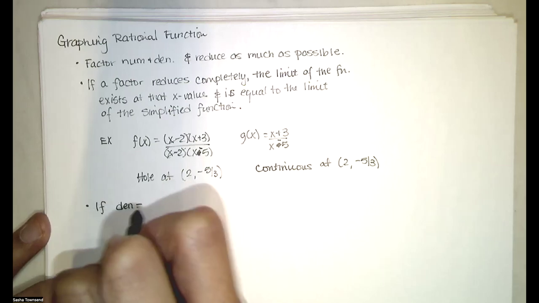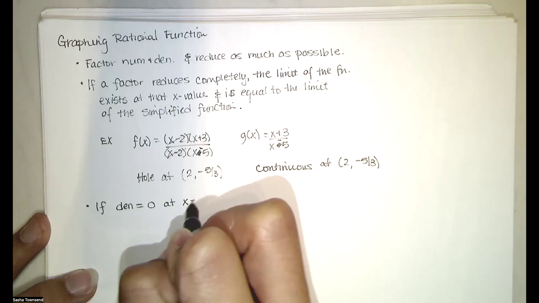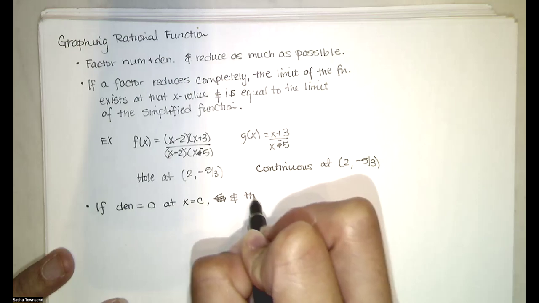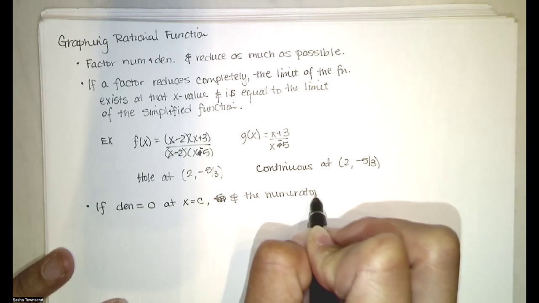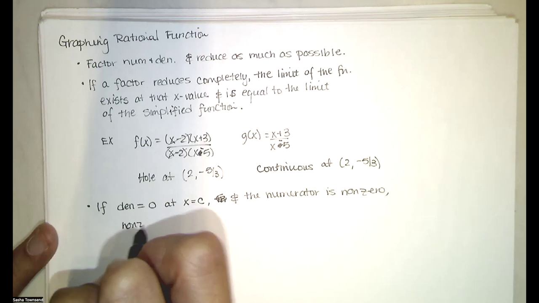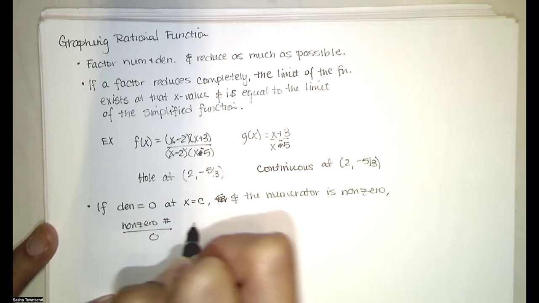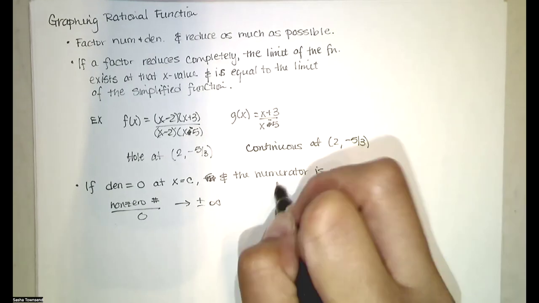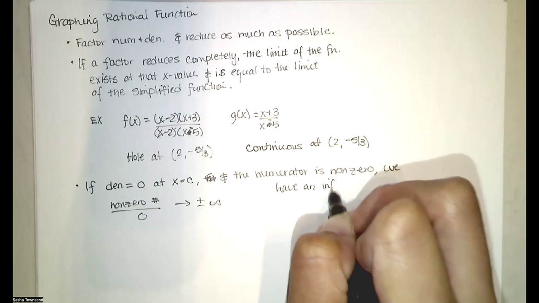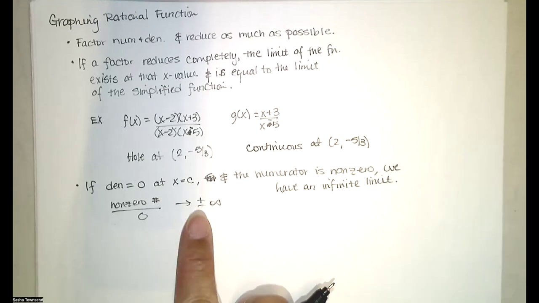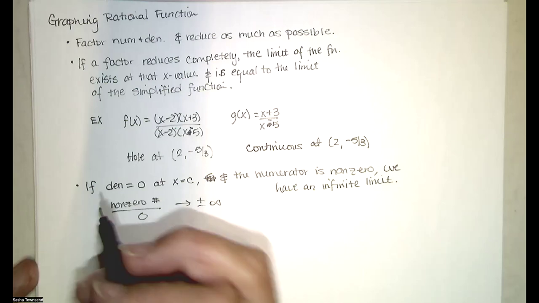the denominator is equal to 0 at a particular x value, and the numerator isn't, then we have a non-zero number over 0, and that limit's going to be plus or minus infinity. And to figure out the sign of that infinite limit, we just look at the factors of the numerator and the denominator.